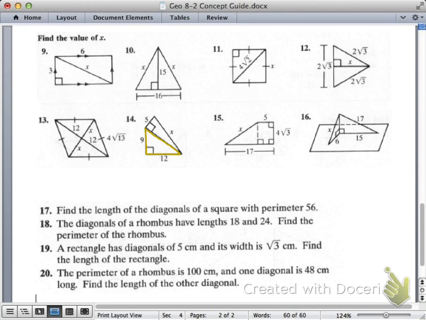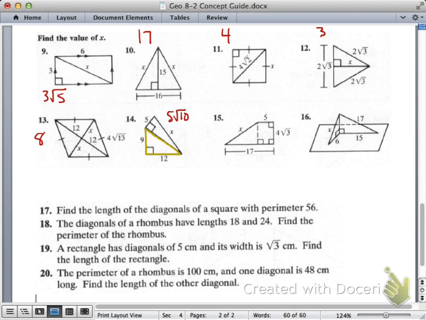Give 9 through 14 a shot here now. Pause the video, go. Okay, here are those answers. Come prepared with questions if you have them, or come see me and I'll be happy to help you.